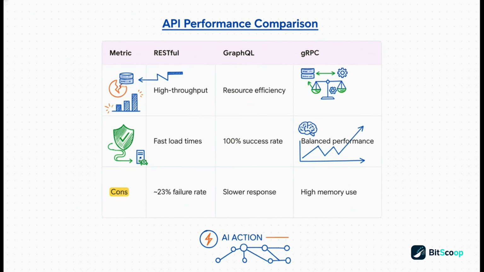And then you've got this other player, gRPC, which comes from Google. It's like the best of both worlds, really balanced, super low latency, which makes it perfect for what we call microservices.